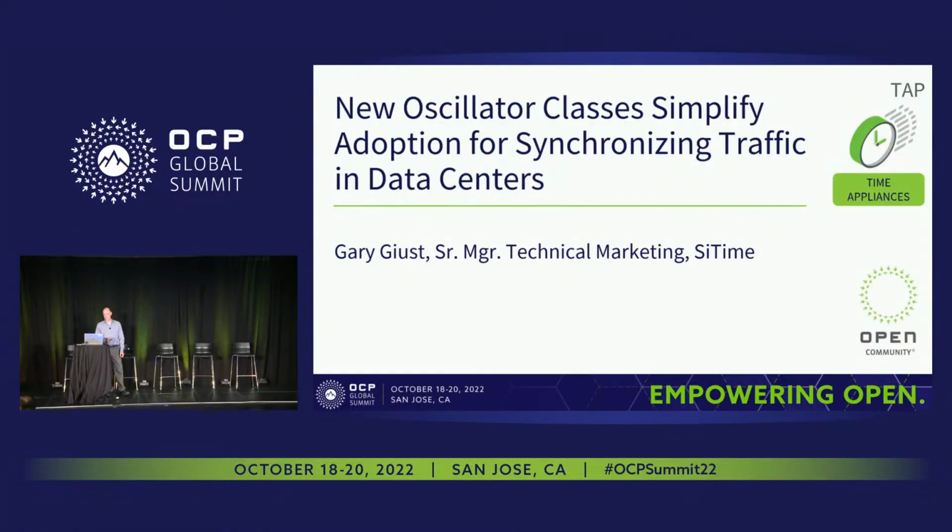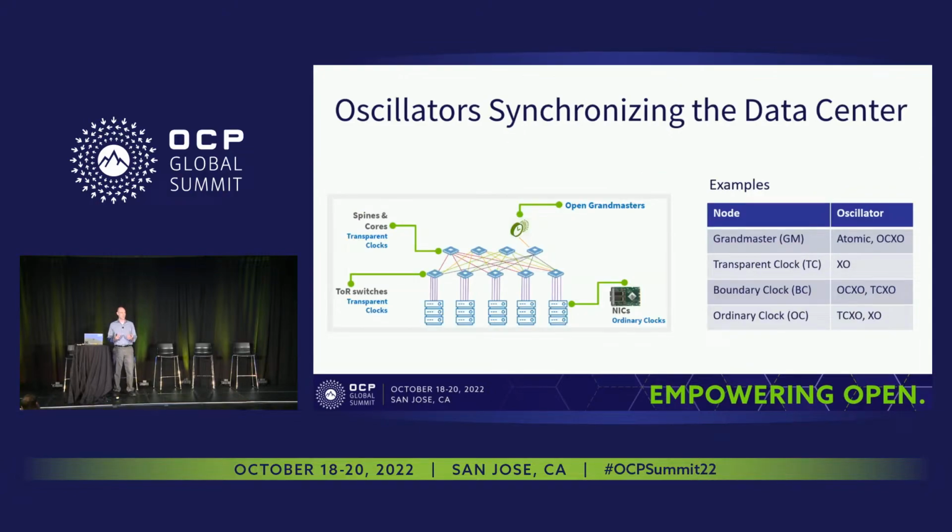So this talk is about how we synchronize different nodes in a data center. And there's an oscillator involved in that synchronization. And so we have an oscillator workstream as part of OCP TAP. The oscillator workstream is tasked with creating new classes of oscillators to help simplify adoption. So this talk will be a discussion about what we've been doing in the oscillator workstream, the future directions that we're going, and if anybody would like to join us, we'd love to have you participate.